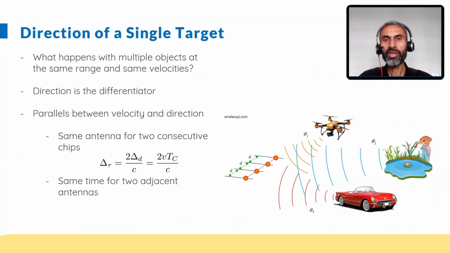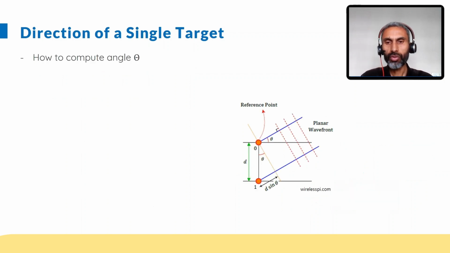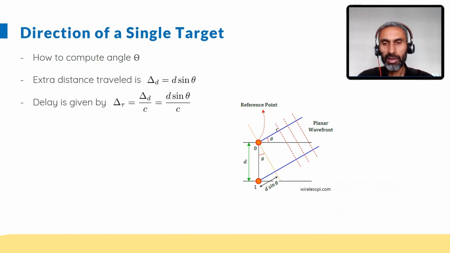Now, if we have two adjacent antennas for the same chirp, there will be a difference between the wave reaching the first antenna and the wave arriving at the second antenna. That difference, delta tau, will be given by delta d over c. And as we will see, this delta d is given by d sine theta, which we'll see in the next slide. So here we can see that theta is visible. If it is arriving from some distance, the planar wavefront at angle theta is arriving with a little delay as compared to the first antenna. From simple trigonometry this turns out to be d sine theta, an extra distance traveled, and the delay will be given by d sine theta over c.